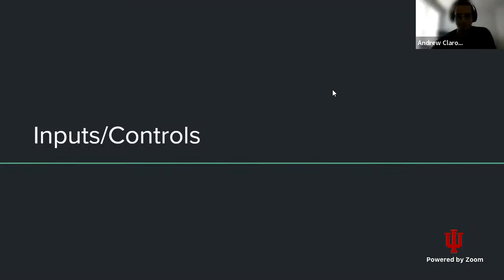Yep. So I'm going to be talking about the inputs and the controls, and then the conceptual model. So describing what is the biological basis for what's being implemented. But the next slide.